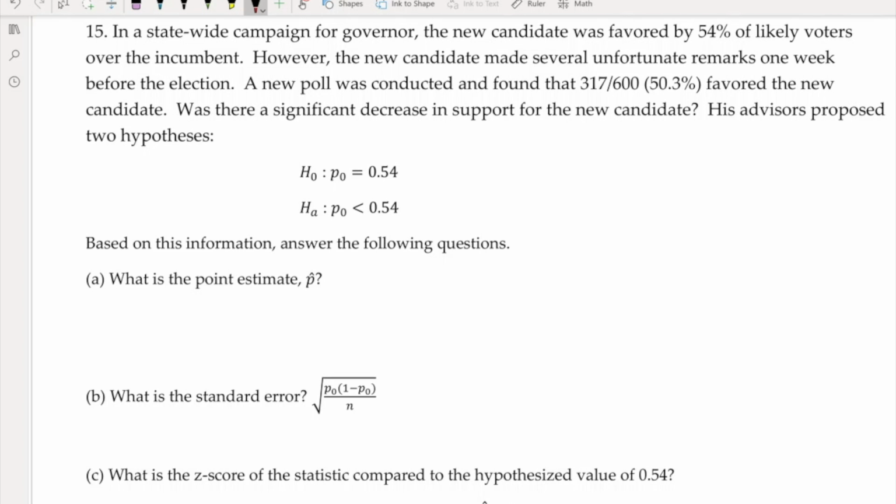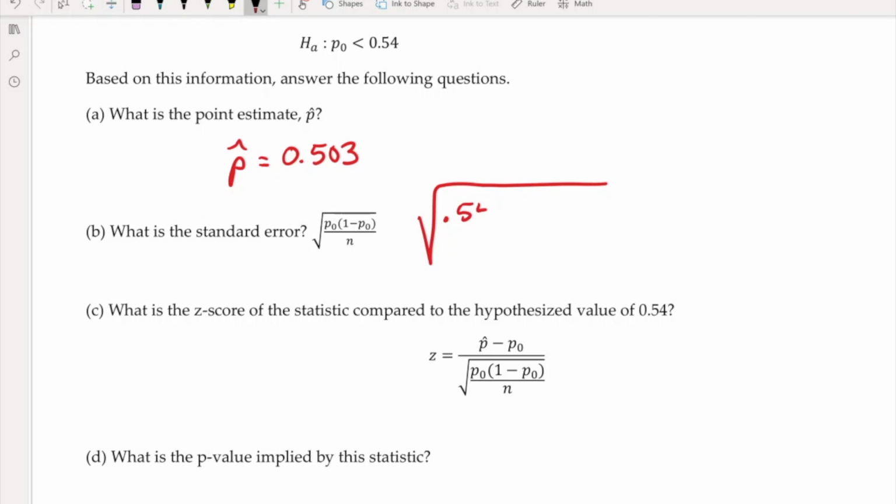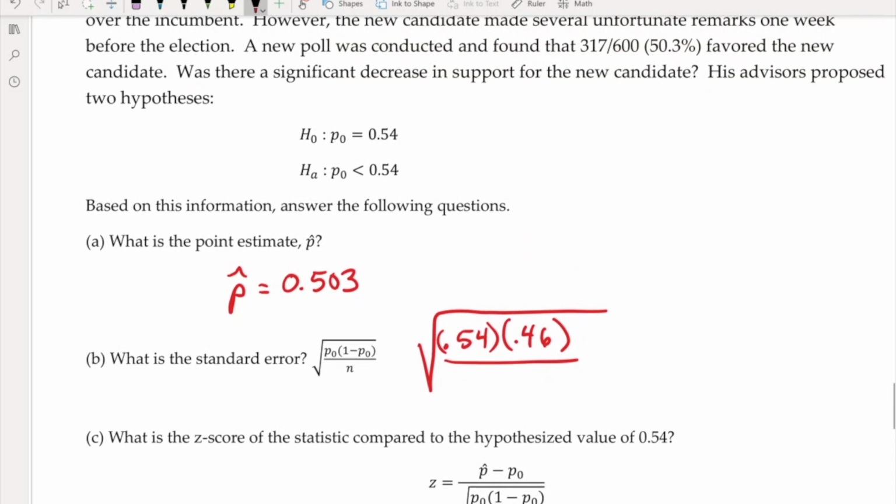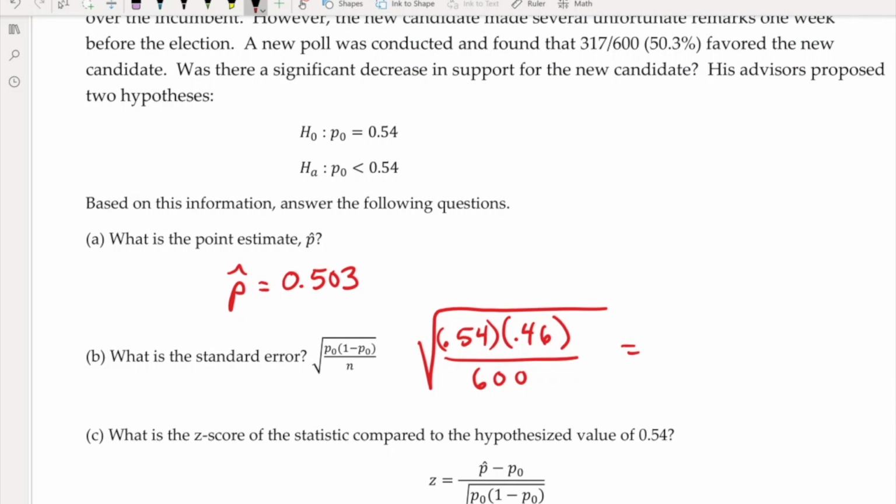The point estimate comes from the sample, and the sample is saying that the proportion who favor the candidate, I'm going to put this as a decimal, is 0.503. B. What is the standard error? The standard error has to use the null value because we don't have reason to reject the null at this point. So we have to use 0.54, and then we'll also use 0.46, and then we're going to use the sample size, which was 600. And this answer is 0.02.